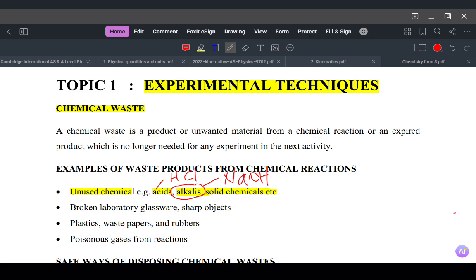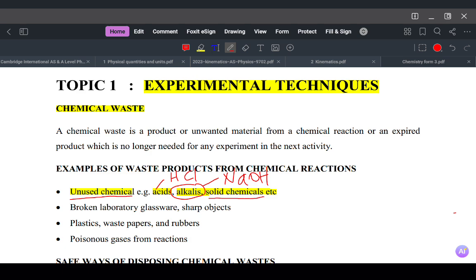So you are carrying out a reaction between these two substances, and you have some chemicals that have not been used. They remain at the end of the experiment. Therefore, they are considered to be chemical wastes, and they must be disposed of accordingly to avoid contamination.